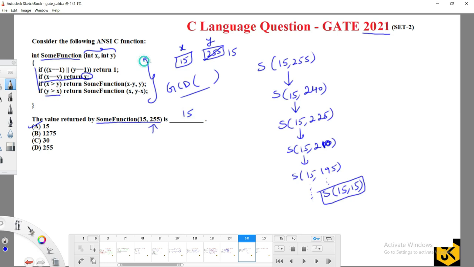Simply, they have given this as an algorithm for the GCD of two numbers. Okay, I hope you understood clearly.